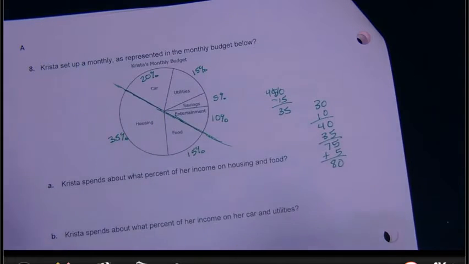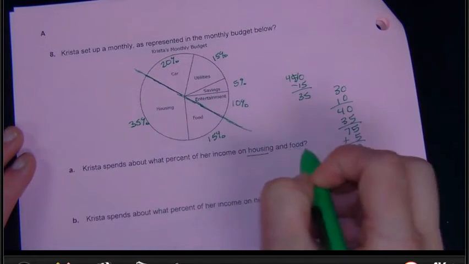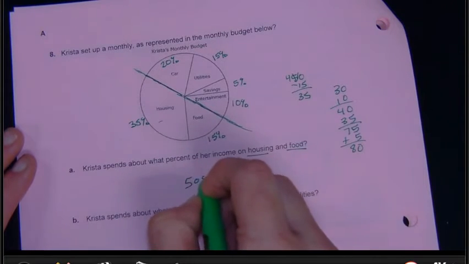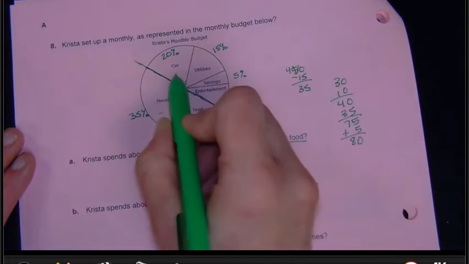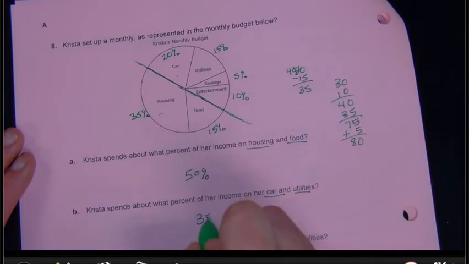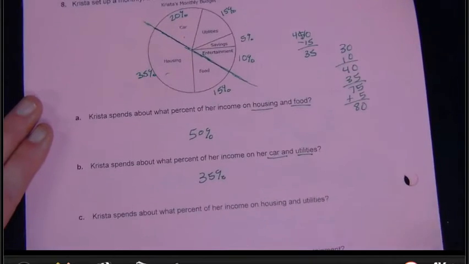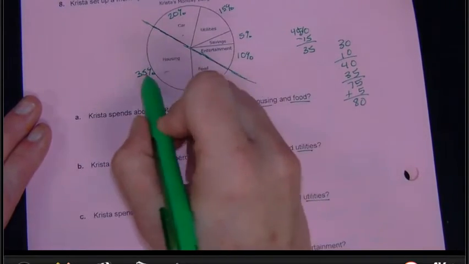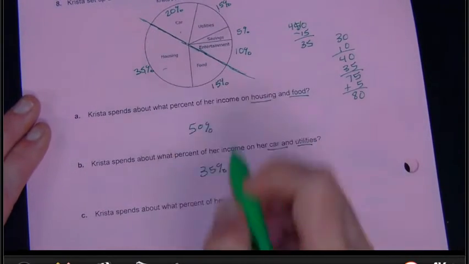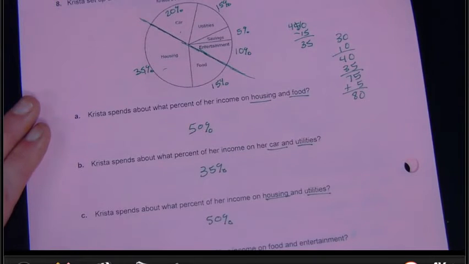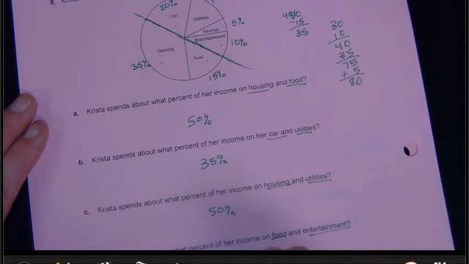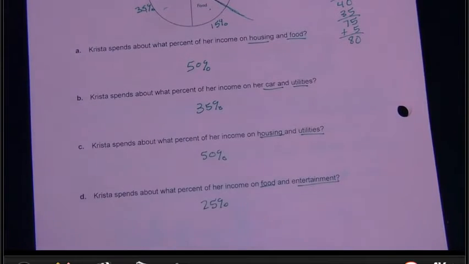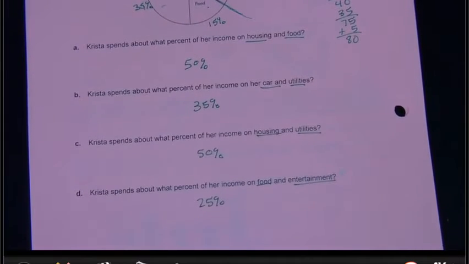Okay. All right, so Krista spends about what percent of her income on housing and food? Well, housing and food, we see that that is cut straight in half at 50%. What part of her income is car and utilities? Well, car is 20 and utilities is 15. So it looks to be about 35%. Spend on housing and utilities. Well, housing is 35 plus utilities is 15. Well, I know that this right here is 50, so that's going to be 50. And then about what percent of her income is spent on food and entertainment? Well, entertainment is 10, food is 15. 10 plus 15 is 25%.